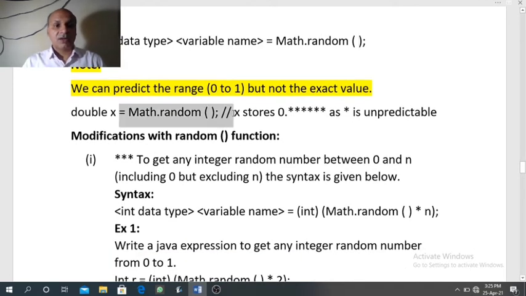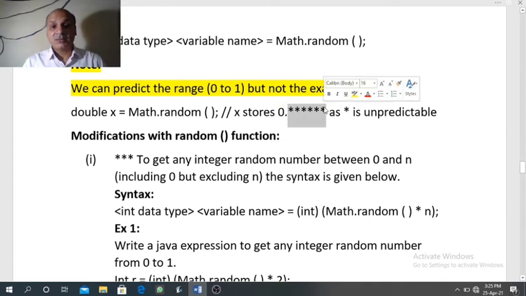So Math.random(), with a blank argument list, returns any number between 0 and 1. The whole number part 0 is definitely there because the value is more than 0 and less than 1. But what will be there after the point is unpredictable. That is why I have mentioned 0 point star.